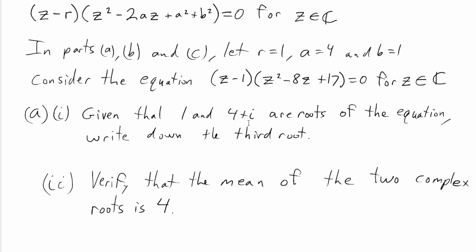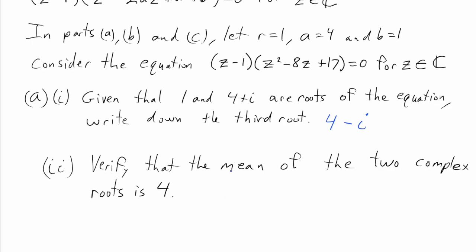So this is pretty classic. We know that complex roots have to come in conjugate pairs, so the other root is simply 4 minus i. And those are the three roots altogether. Verify that the mean of the two complex roots is 4. Okay, that's like the average. We're going to add them together and divide by 2. So 4 minus i plus 4 plus i divided by 2 equals 8 over 2, which equals 4. So we've just verified that.